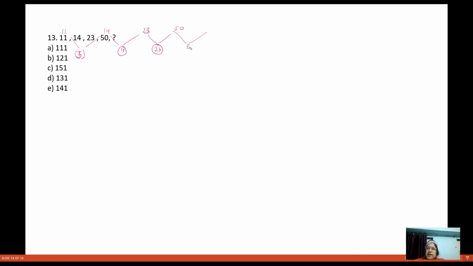So this should be 81 because 3 to the power 1, 3 square, 3 cube. And the next is 81, so 3 to the power 4. So 81 is what? Nothing but 131. So that is your question solved.